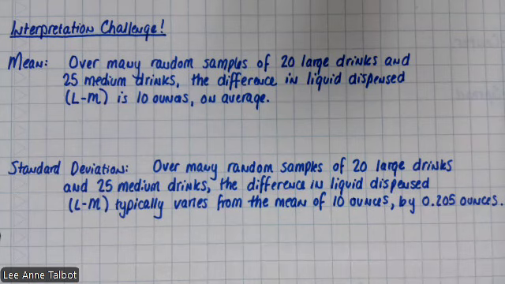How did we do? I heard a lot of really good stuff. I heard most of it. The only thing I didn't hear was the large minus medium when I was eavesdropping. And why do you have to do that? Because medium minus large would be a very different thing than large minus medium. You would expect that to be negative, right? Because mediums are smaller drinks.